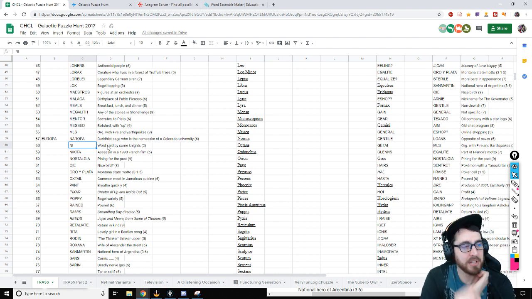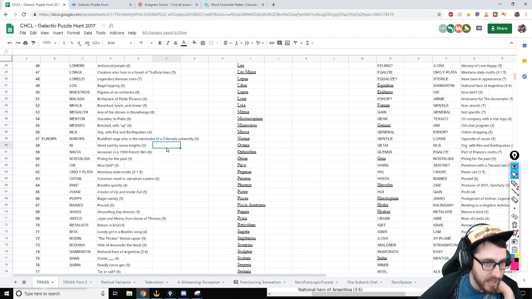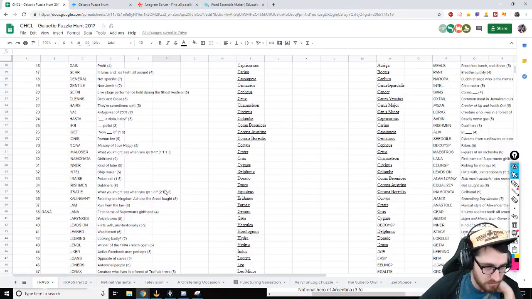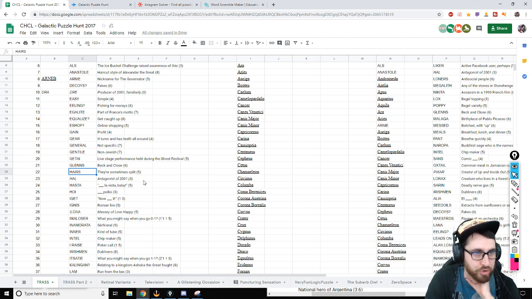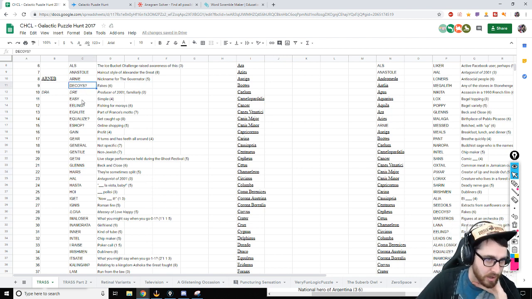Some clues have to do with celebrities. Are their neighboring clues significant above or below? Do you have an example of a celebrity one? Glenn Beck and Glenn Close, maybe? So you're looking at live stage performance and they're sometimes split. Or Dre, perhaps? Dre, and then that's decoys and easy decoys.